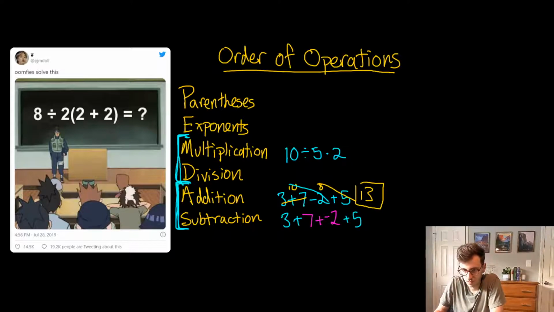Maybe we can use, again, a different color here. 10 divided by 5 using multiplication. What if I told you it was 10 times something? 10 times what is equal to 10 divided by 5? 10 times 1/5, the fraction 1/5, is equal to 10 divided by 5.